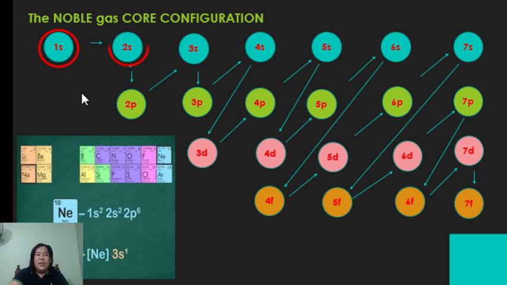Kasi ang neon, okay, hanggang saan siya? Hanggang 1s2, 2s2, 2p6. This is for neon. So, hindi mo na isusulat yung buong 1s2, 2s2, 2p6. Ang ilalagay mo na lang is neon and then bracket, and then ang ilalagay na lang is 3s1. Okay? Okay, this is the valence shell.